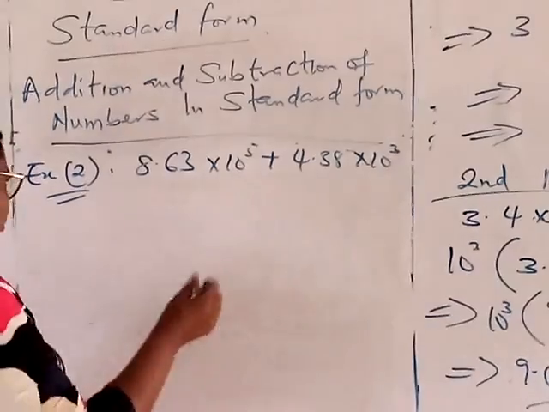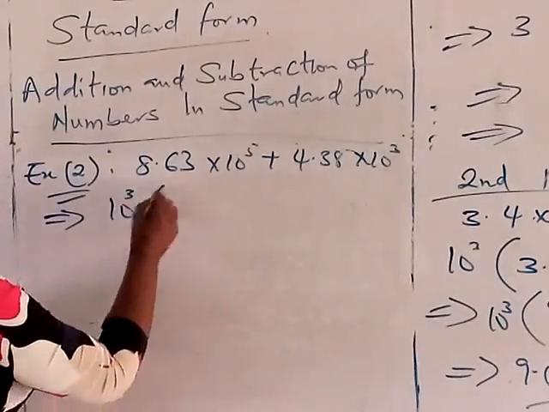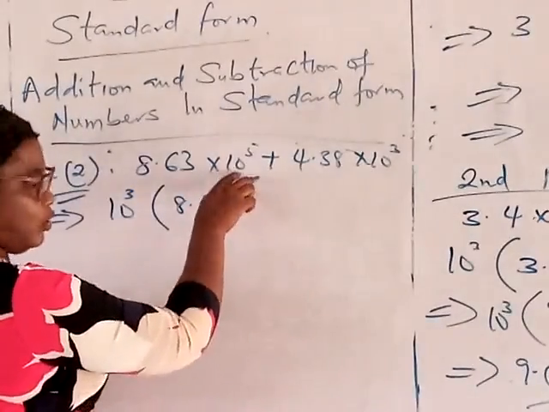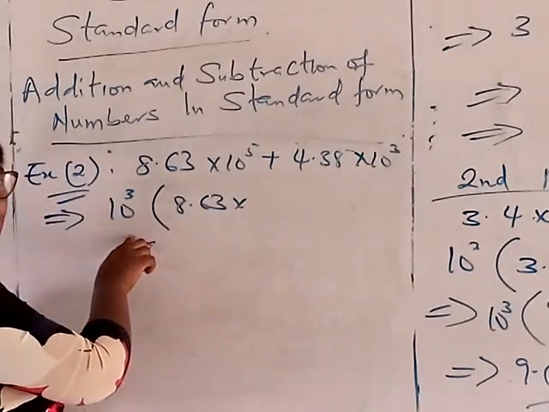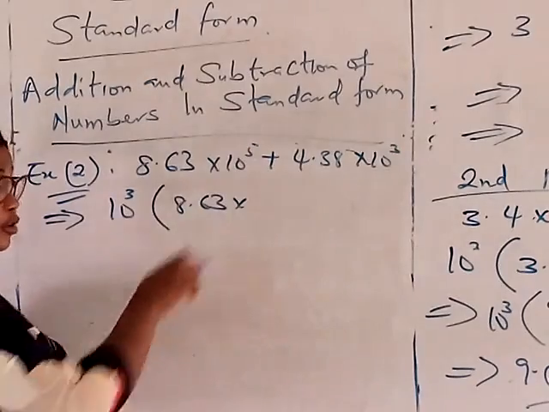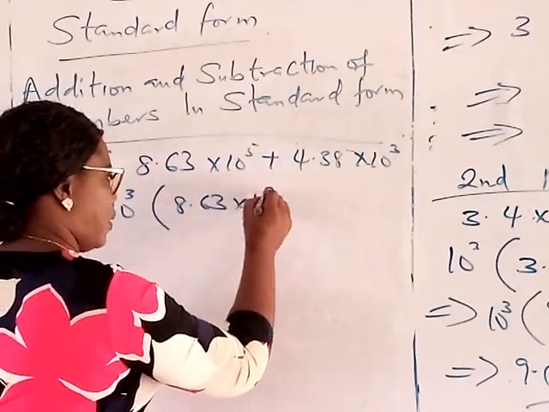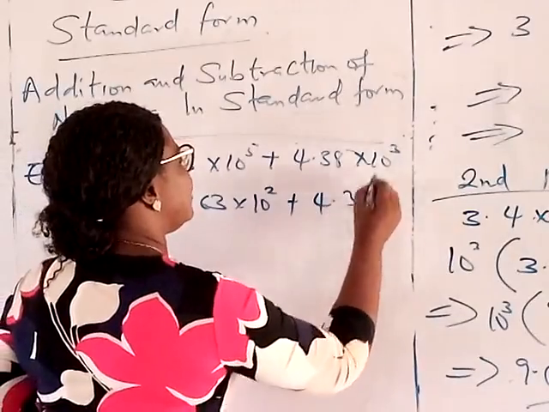So, bringing out that which is common, we have 10 raised to the power 3, open bracket, 8.63 times, now your 10 raised to the power 5, we only brought out 10 raised to the power 3. That means we'll be left with 10 raised to the power 2 here. Don't ever forget to put that. So 10 raised to the power 2 plus, here now we are left with 4.38.